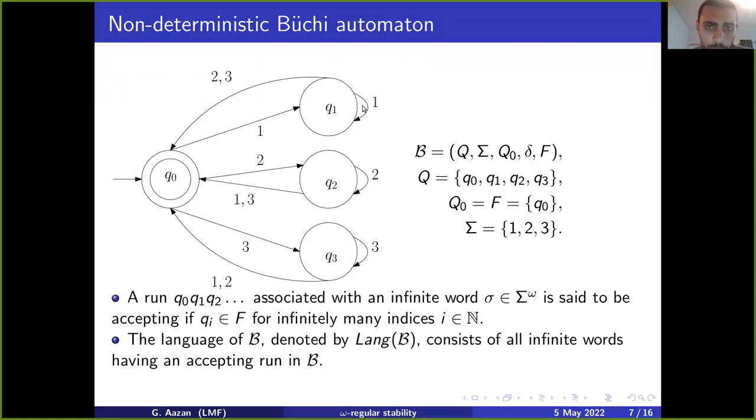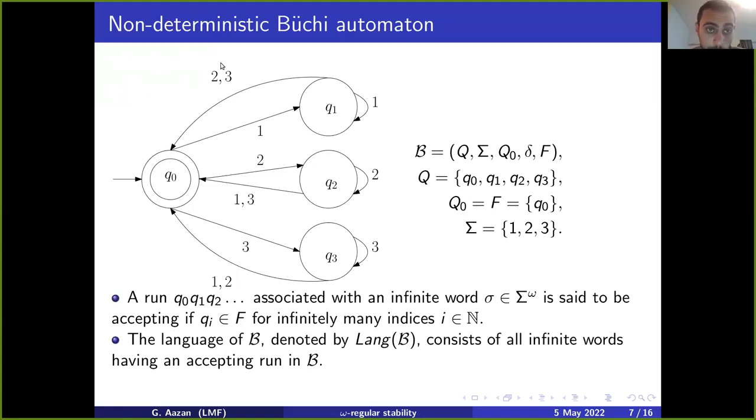So we see here, for instance, that if we keep activating channel 1, we don't visit Q0 an infinite number of times. So we see that this automaton can describe perfectly our theta in our example.